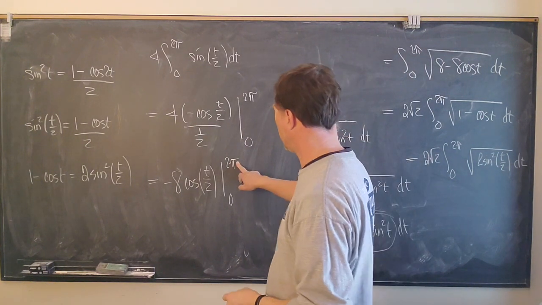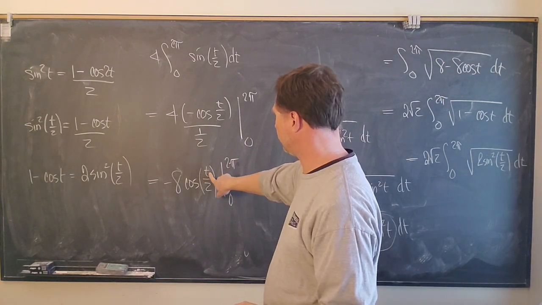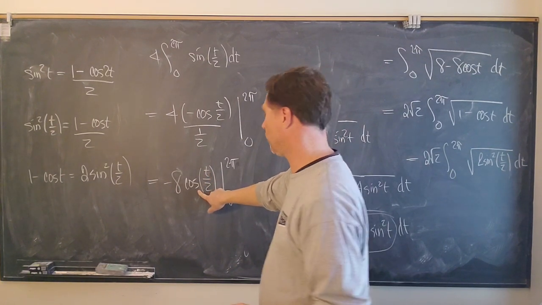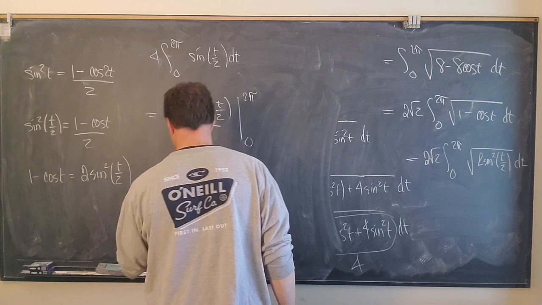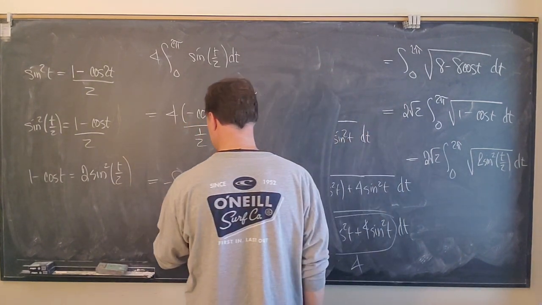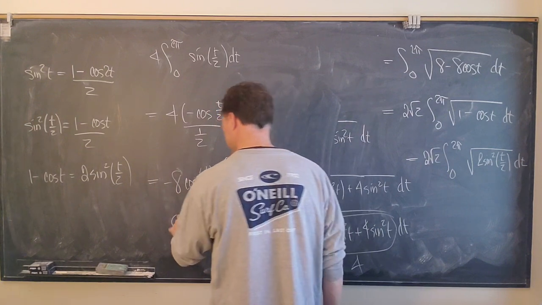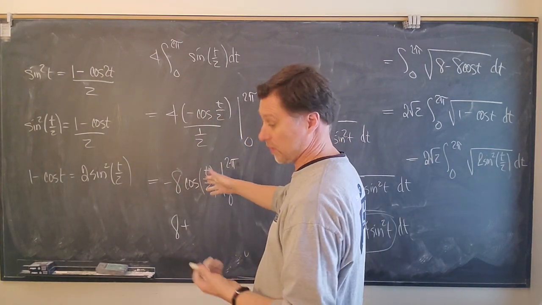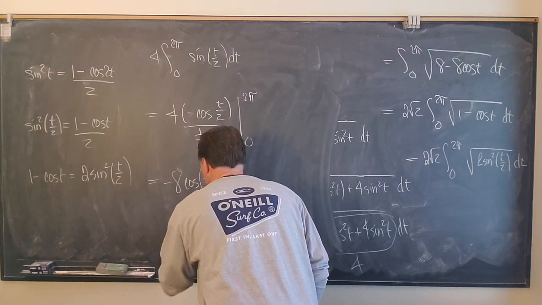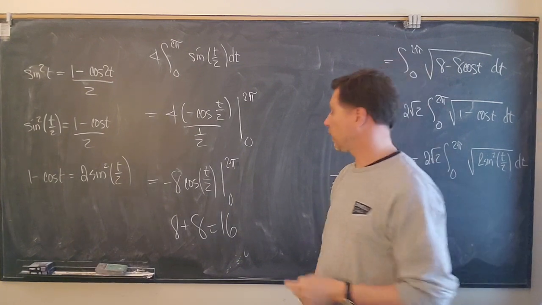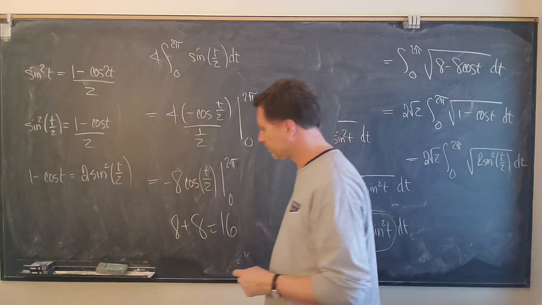When I plug in 2 pi here, I get cosine of pi, which is negative 1, so this will give us a positive 8. When I plug in 0, that's minus a negative, so plus, and cosine of 0 is 1, so it'll be plus 8. So in the end, the length of one arch of that cycloid is 16.